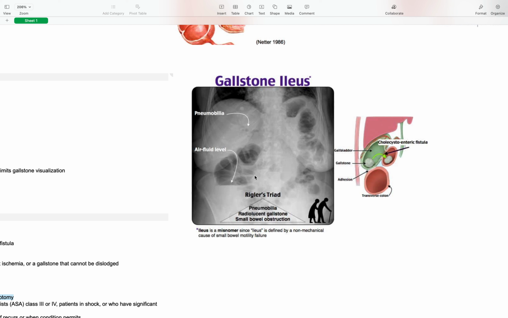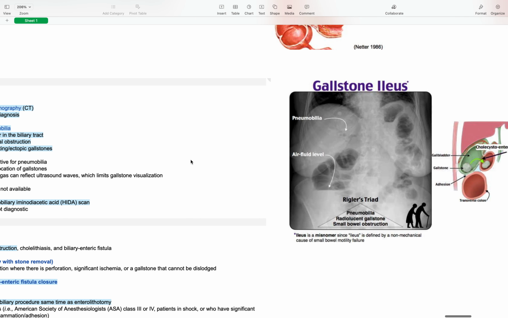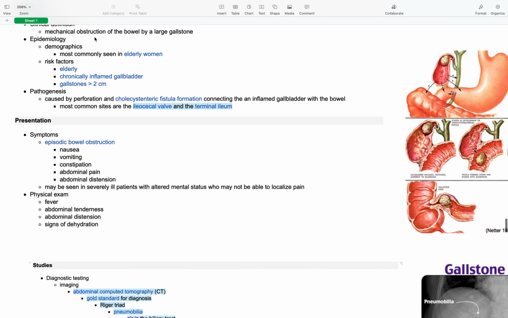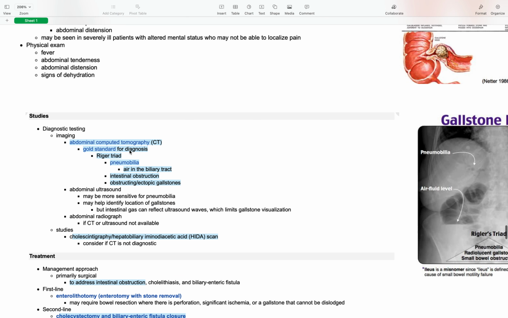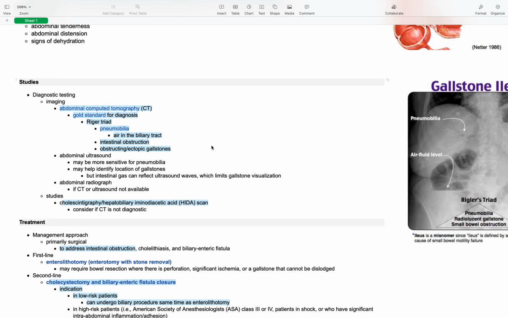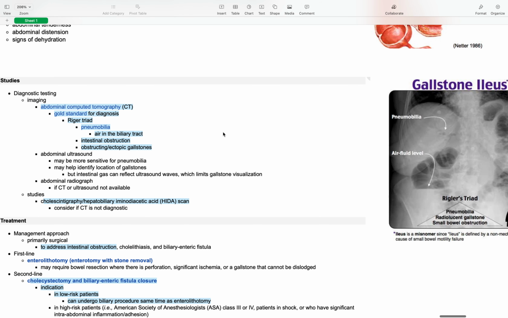Once you have those three, it stands for Rigler's triad on the CT scan. Now, gallstone ileus. Ileus is actually a misnomer. Ileus is for a non-mechanical cause of small bowel obstruction. However, this one, as we said, is a mechanical cause of obstruction due to a gallstone. So it's a misnomer. So what is Rigler's triad? It's pneumobilia, small bowel obstruction, and a gallstone. If you see those three on the CT scan, that's the diagnosis for gallstone ileus.